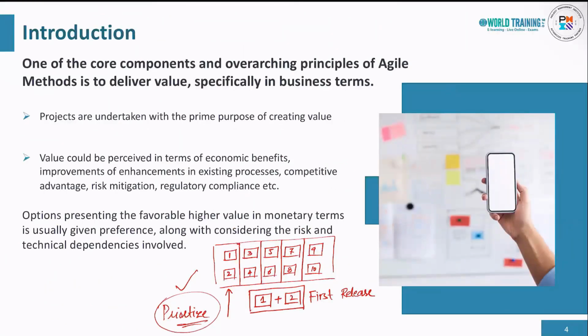So what we need to understand is how value is being delivered by various features. For that, we need to perform a financial assessment of the various features and components.